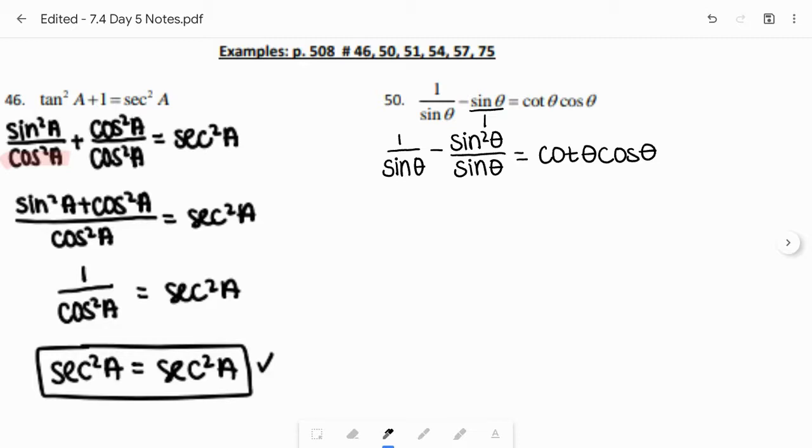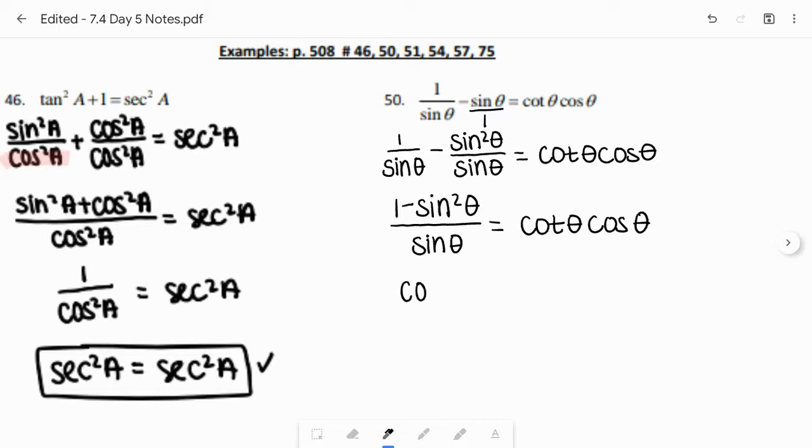A good hint to look for is if there's any addition or subtraction, that's the side you're going to want to be working with. Okay, so now I can go ahead and subtract. So I've got 1 minus sine squared theta over sine theta is equal to cotangent theta cosine theta. I know that 1 minus sine squared theta is also equal to cosine squared theta, and that was one of our trig identities that we wrote up above.